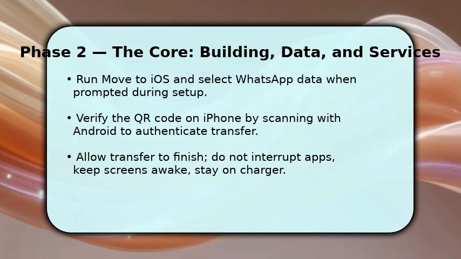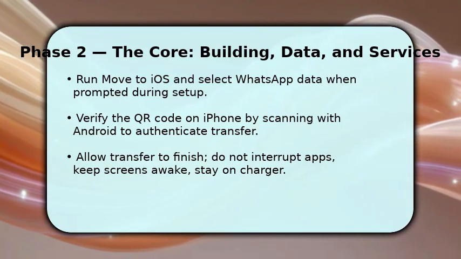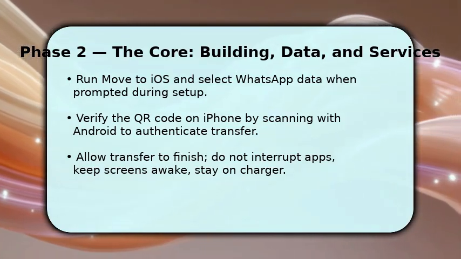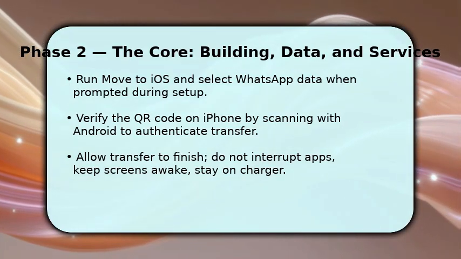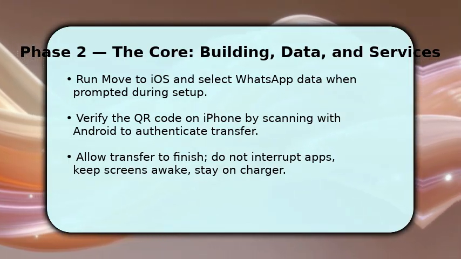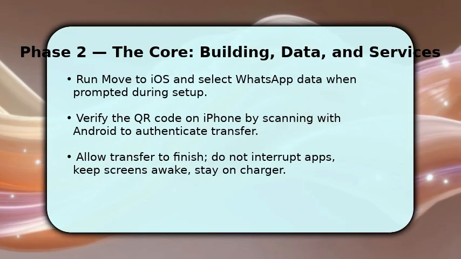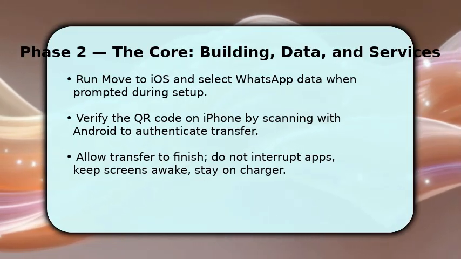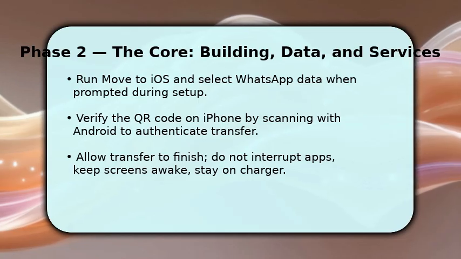Now you run Move to iOS and choose to transfer WhatsApp when the app list appears. This ensures chats, media, and account info are queued. You will scan a QR code shown on the iPhone with your Android to authenticate. This ties the two devices securely. Once authenticated, the actual export runs.